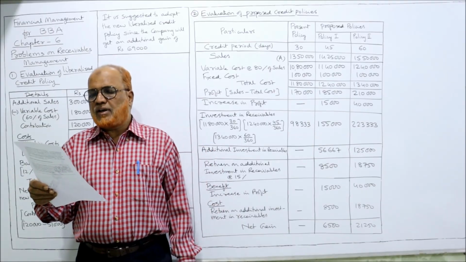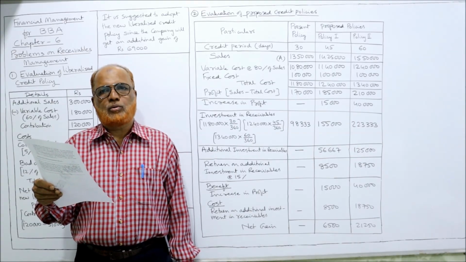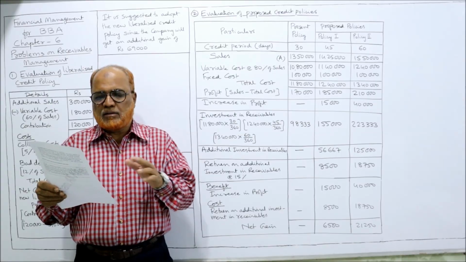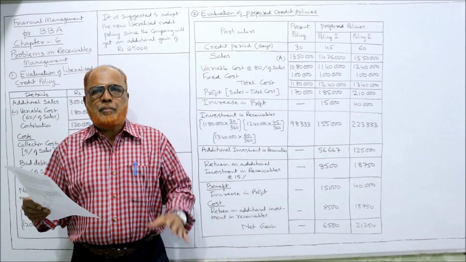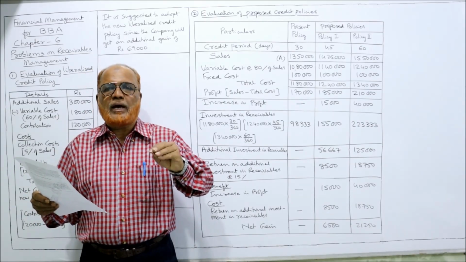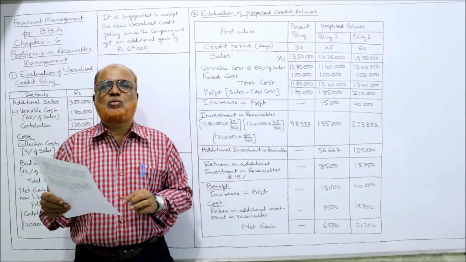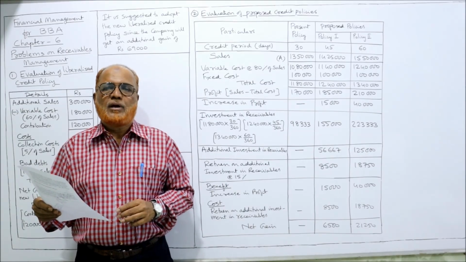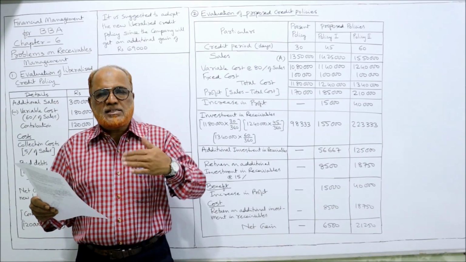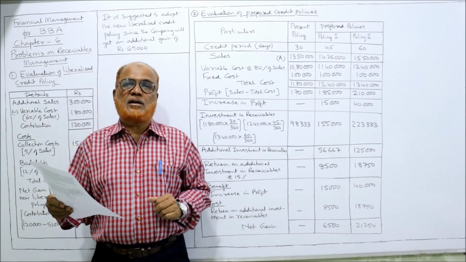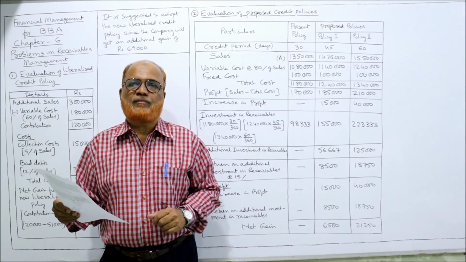The proposed terms of credit and expected sales are as follows. Two policies are given, policy 1 and policy 2. In proposed policy 1, the term is 45 days. That means we are lengthening the credit period. Presently 30 days, now they want to extend it to 45 days. If this happens, the expected sales will be 14,25,000. When we increase the credit period, the sales will also increase. The second proposed policy makes it 60 days, and the expected sales would be 15,50,000.